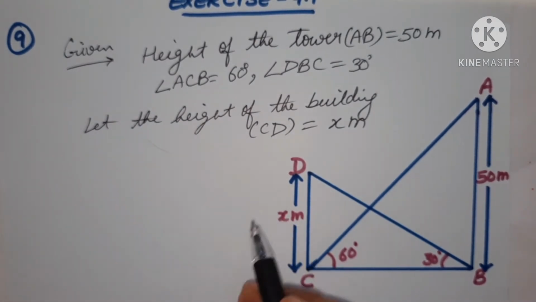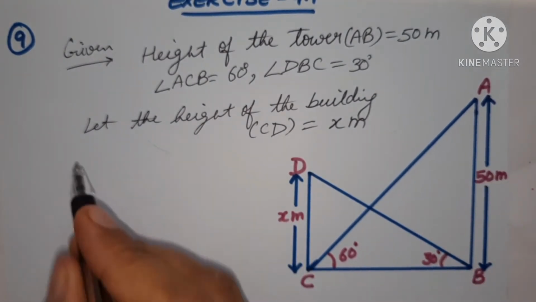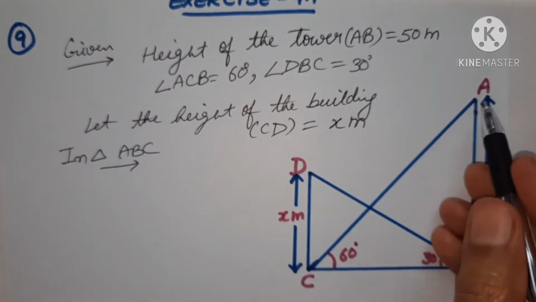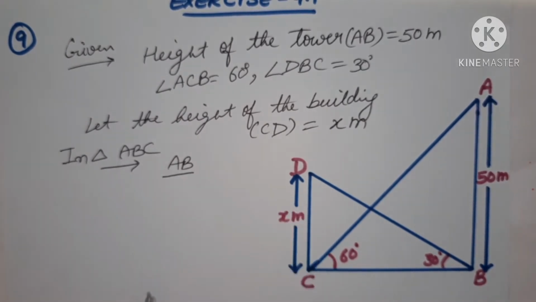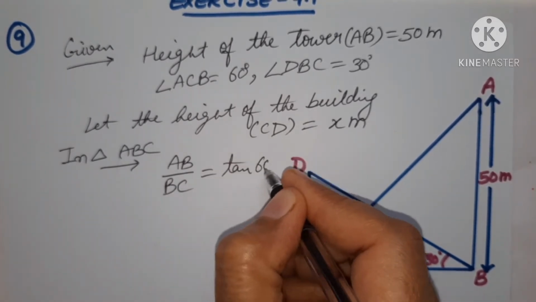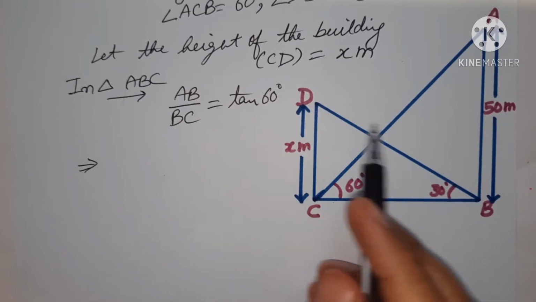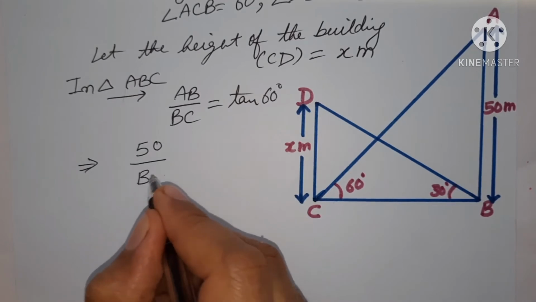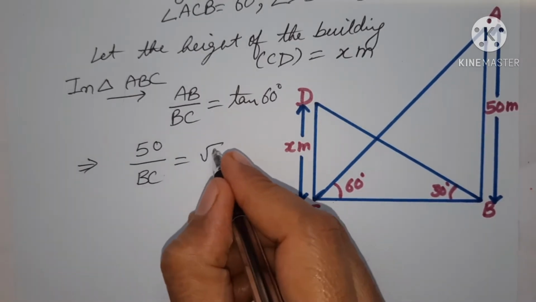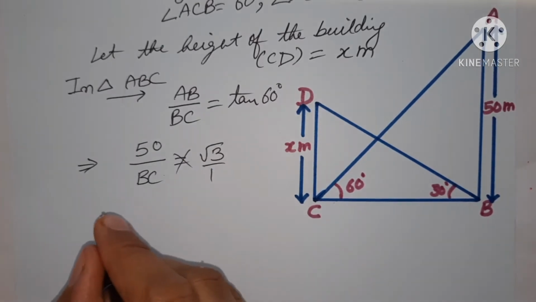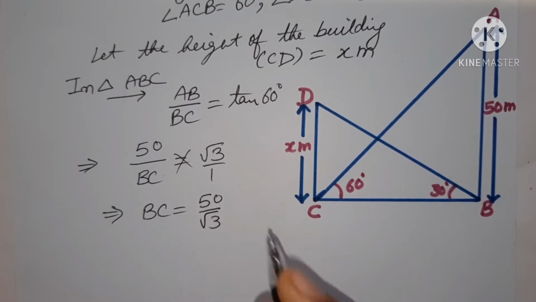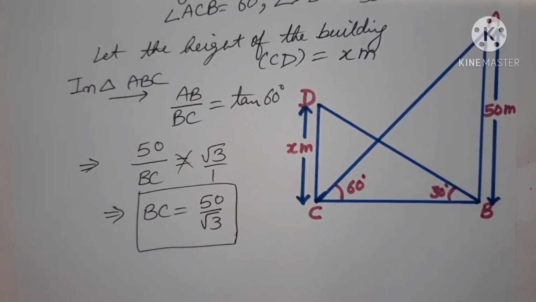So first we will take triangle ABC. In triangle ABC, AB is perpendicular to BC, and the angle is 60 degrees. So we will write tan 60 degrees. The value of AB, the height, is given, so in place of AB we will write 50, and BC we don't know. You know the value of tan 60 degrees is √3. We will cross multiply, and we get BC is 50 upon √3. So this is equation 1, the value for BC.